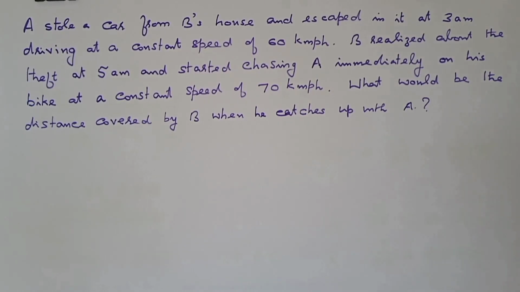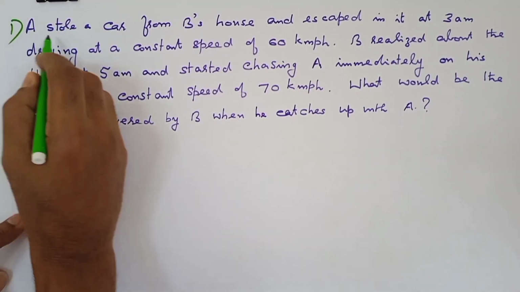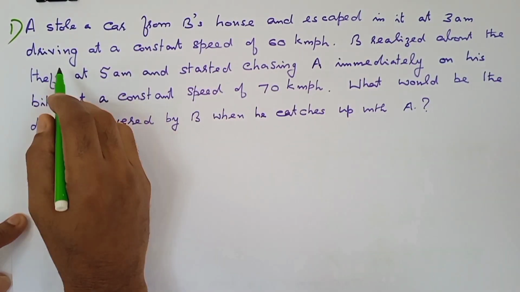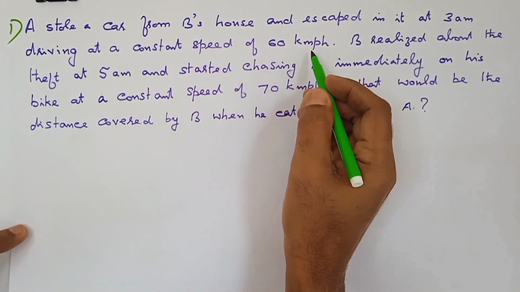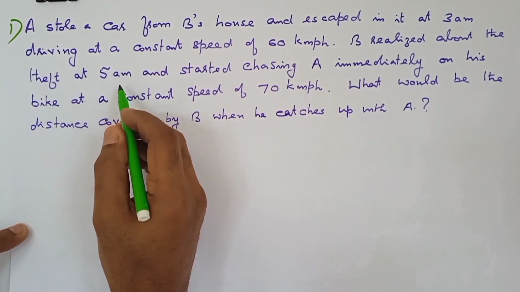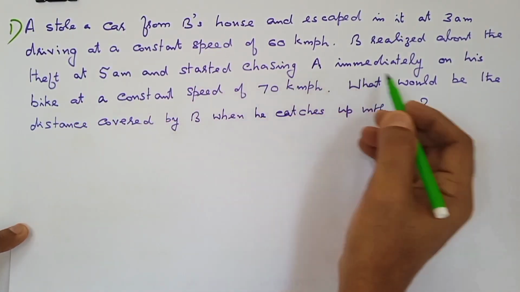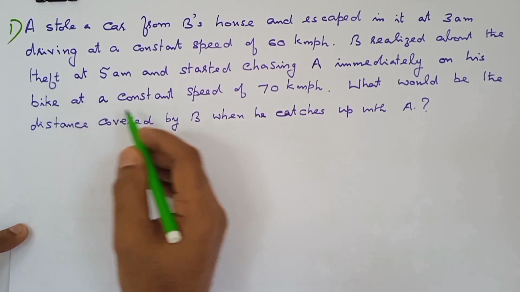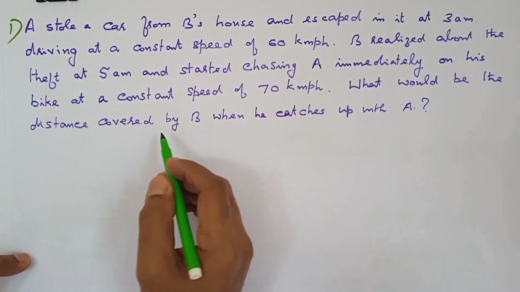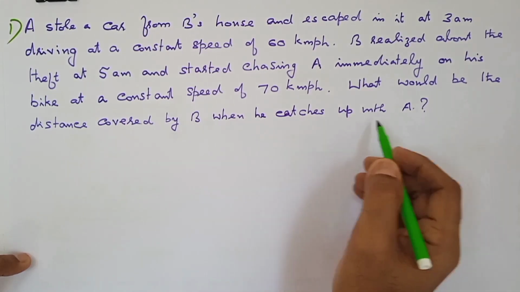Hey guys, we will do a few more problems from the concept called relative speed. The first problem is this. A stole a car from B's house and escaped in it at 3 a.m. driving at a constant speed of 60 km per hour. B realized about the theft at 5 a.m. and started chasing A immediately on his bike at a constant speed of 70 km per hour. What would be the distance covered by B when he catches up with A?